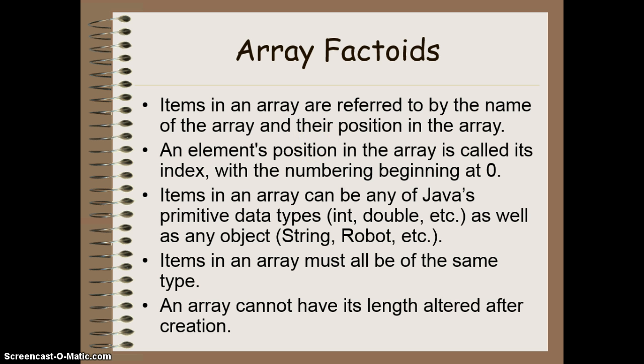Items in an array can be of any of Java's primitive data types. So we can have an array of integer values, an array of doubles, an array of characters, and so on. We can also make an array of any object that we wish. So we can have an array of strings, an array of robots, or an array of any other class that you want to create. The catch is that all the elements in your array must be of the same data type. You cannot have an array that has multiple data types being stored in it at the same time.